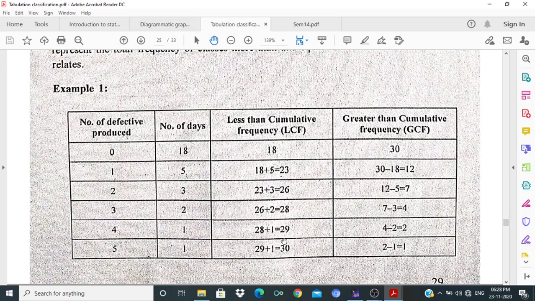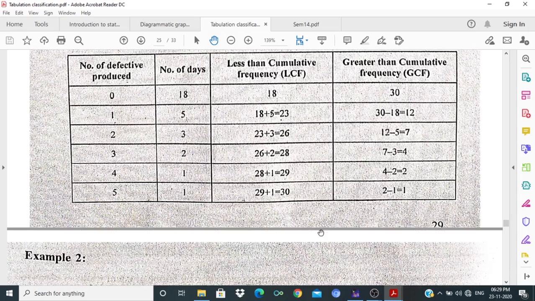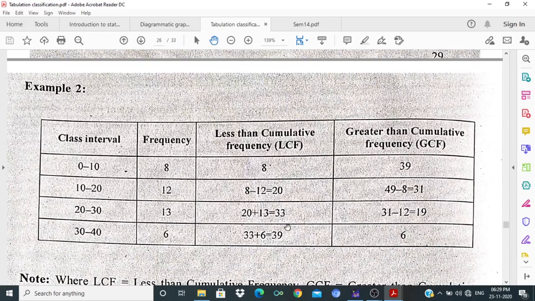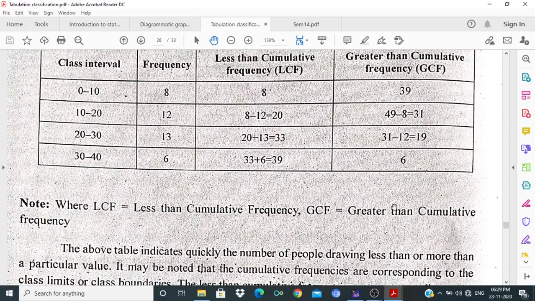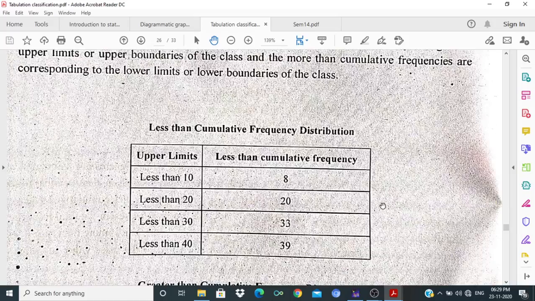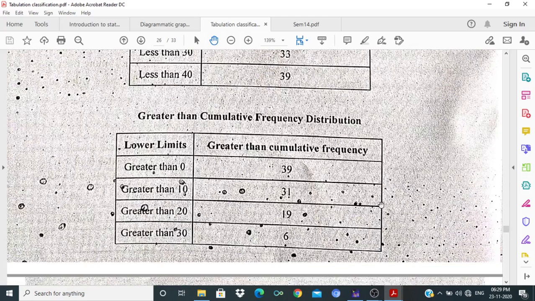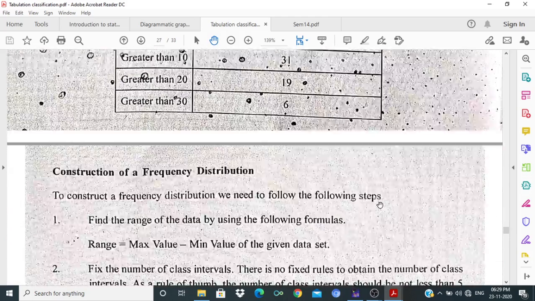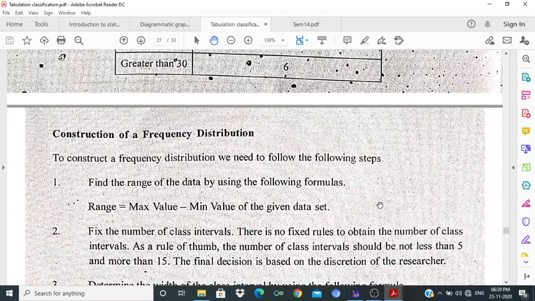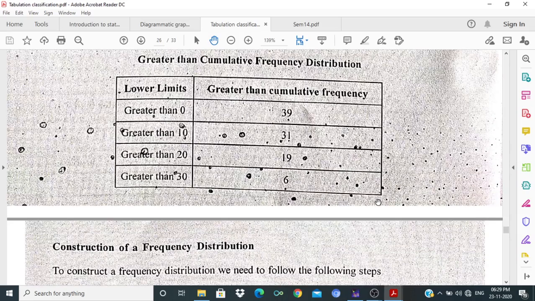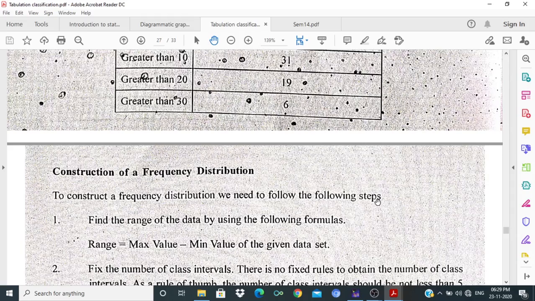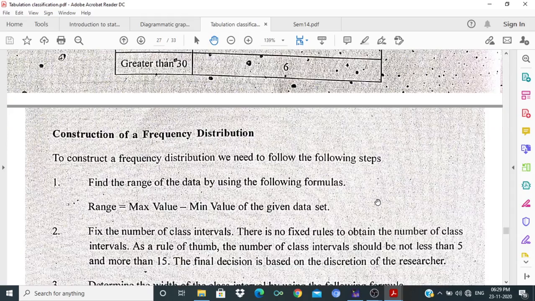These are the less than cumulative frequencies and these are the greater than cumulative frequencies. In case of greater than cumulative frequency, we add the frequencies from lower to upper. Generally, for calculating median, we find less than cumulative frequencies. For constructing ogive curves, we need both less than and greater than cumulative frequencies.